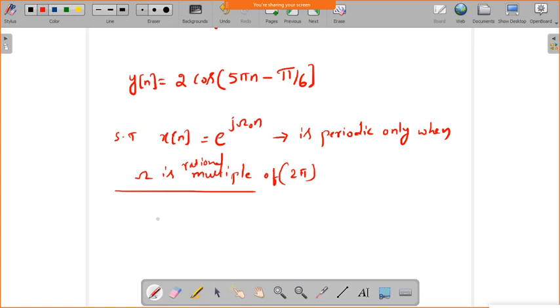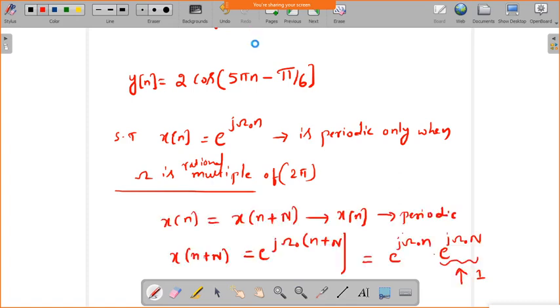This signal will become periodic when the value of this exponential becomes equal to 1. Then you can say that the given signal is periodic. So now equate e power j omega naught capital N equal to 1, and you will get the value for omega naught.